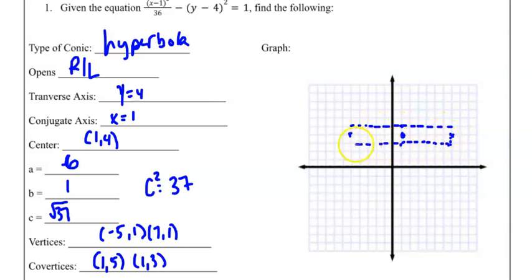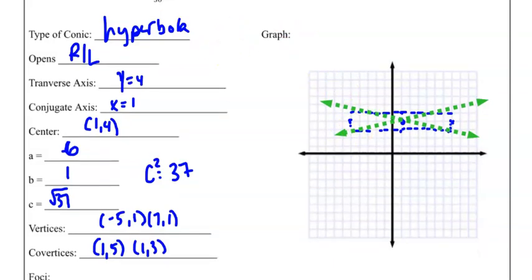You guys know what comes next. I'm going to draw my slant asymptotes. So here and here, and then I'm going to place in my foci. The foci are going to be left and right of the vertex, so I start with 1 and I'm going to subtract out rad 37, y value is 4, and then I'll start at 1 and I'll add the square root of 37 and the y value is 4. So I'll be just here and just here for my foci.